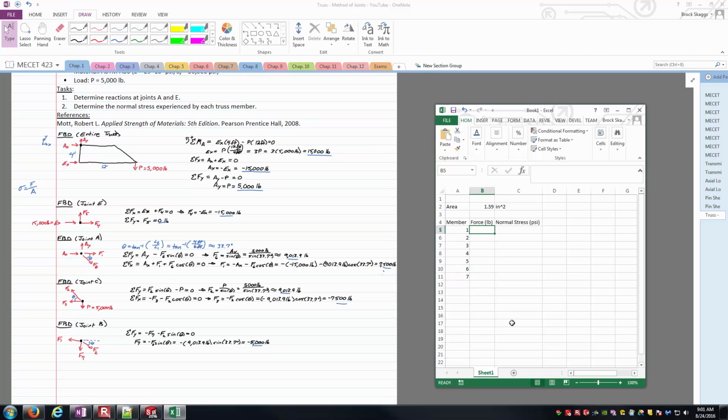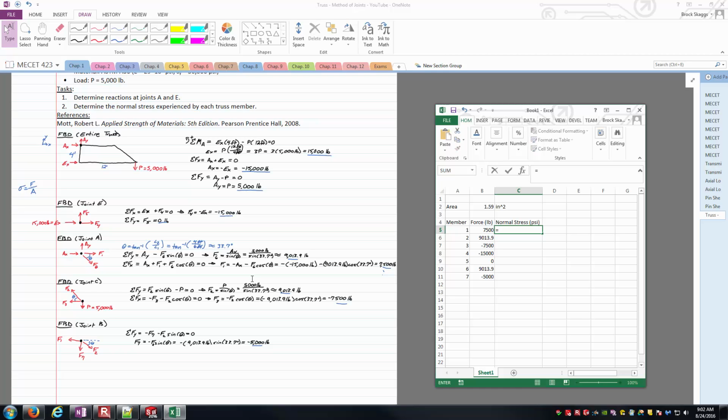For the forces, member 1, if I'm looking through my calculations, F1 was 7,500 pounds. Member 2, 9,013.9 roughly. Member 3, negative 7,500 pounds. Member 4 was near the top, negative 15,000 pounds. Member 5 was next. That was the zero force member, so it's not carrying any load at this point. 6 is 9,013.9 roughly as well, positive. And 7 is the last one, it was negative 5,000 pounds. Here I'm making the sign convention that a negative number is compression, and positive numbers are in tension.